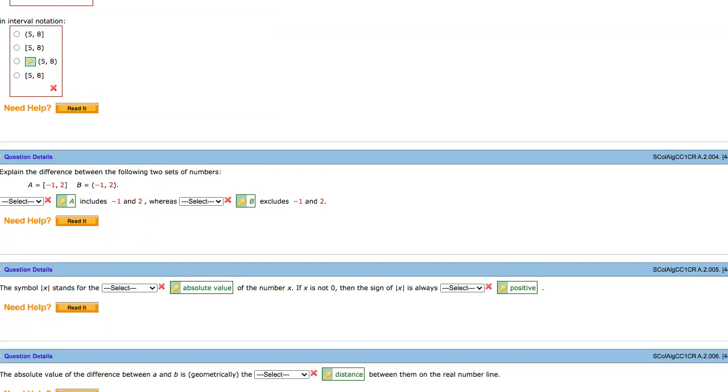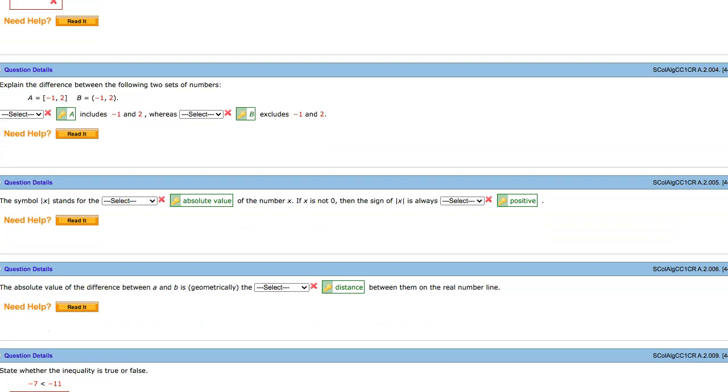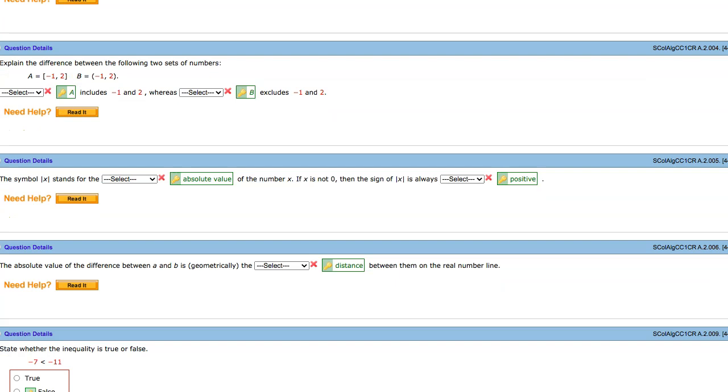So now, number 2, explain the difference between the following 2 sets of numbers. Now, with A, we include the endpoints. The left endpoint is -1. We call that the left endpoint. And the right endpoint is +2, in this case. Okay, we include them with A. With B, we don't include them. A is called closed, and B is called open.